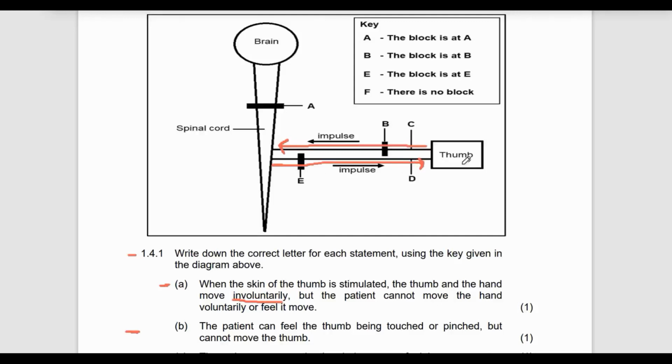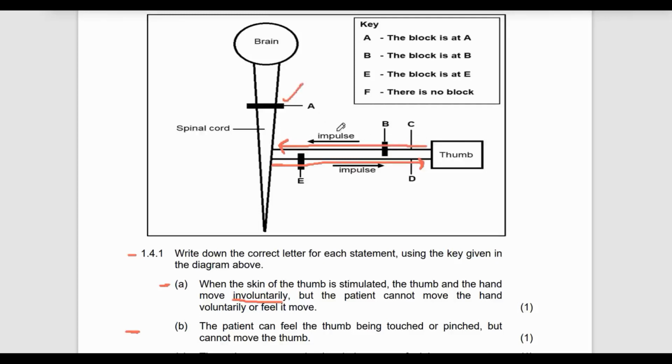That's why when you are in dangerous environments like heat, or being pinched, you move and respond very quickly. The patient cannot move the hand voluntarily or feel it move, meaning there is no blockage at E because the impulses were sent back, and no blockage at B because the impulses were sent to the spinal cord, so the blockage is at A.